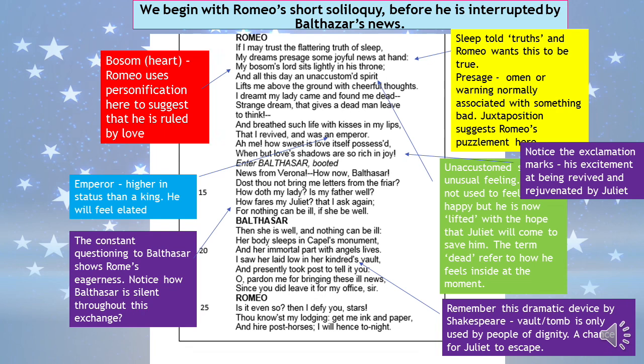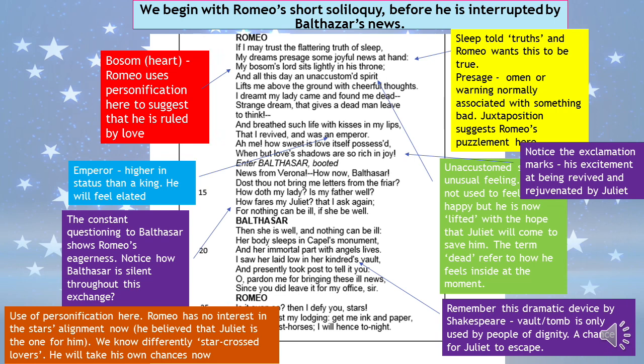Of course, if it was any other way, if it was a person of poor social status, then that story couldn't be told. But the idea that Juliet can escape from it, yet here's Balthazar telling Romeo that actually no, she's dead. She's actually dead within that vault.